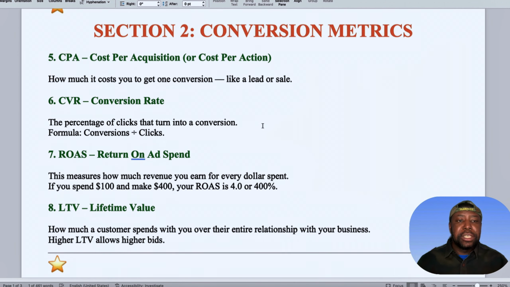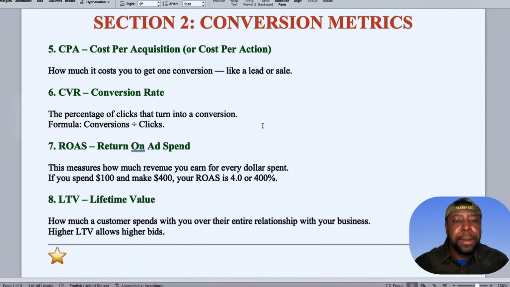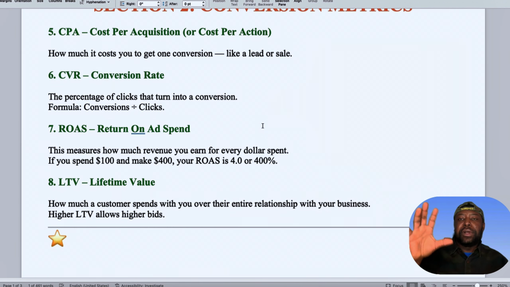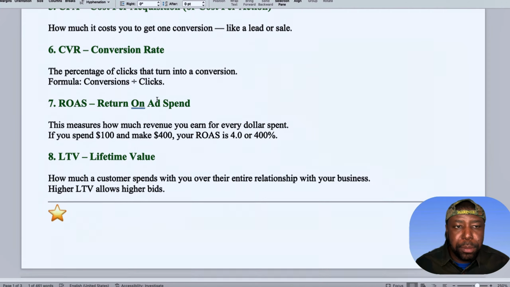Number 6 is CVR, conversion rate, the percentage of clicks that turn into conversions. The formula is very simple as well. You take conversions and divide by clicks. How many people click on your ads, and how many of them, when they click, convert, meaning they either buy or sign up for that lead form. So it's basically taking the number of conversions and dividing it by the number of clicks.